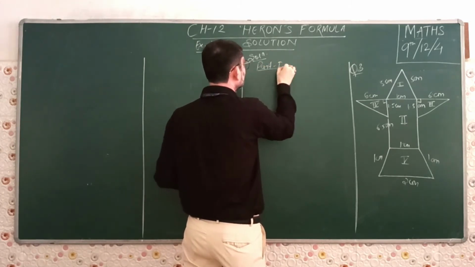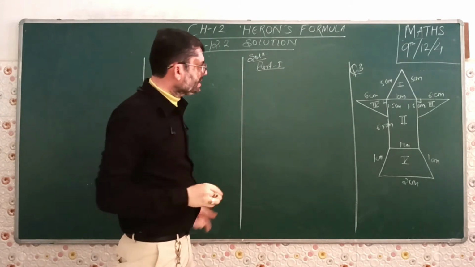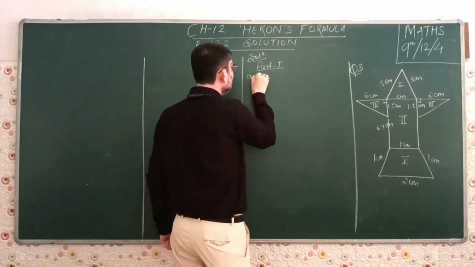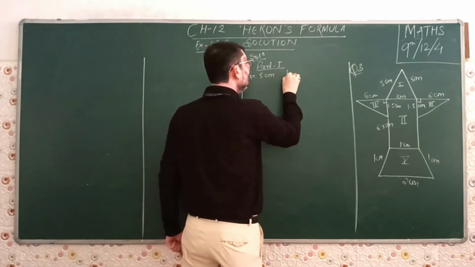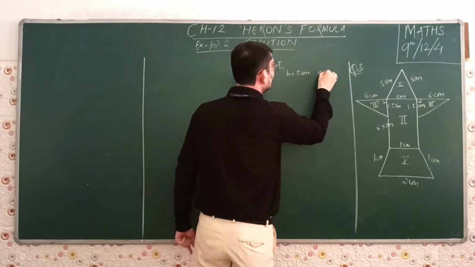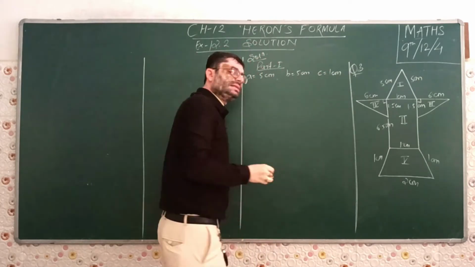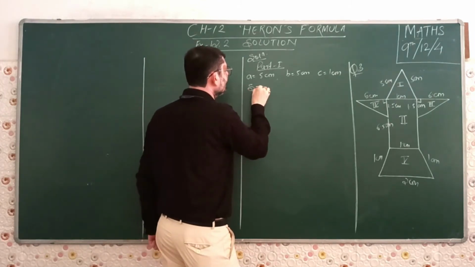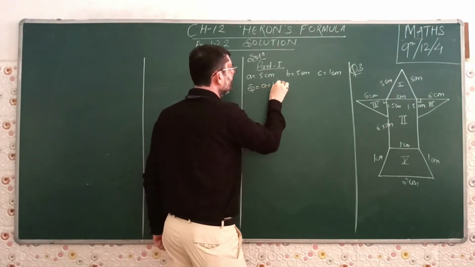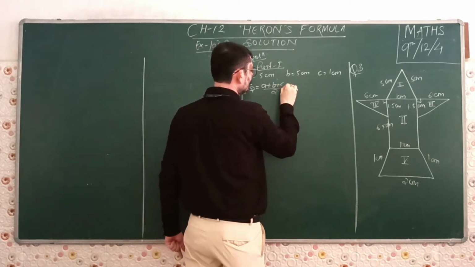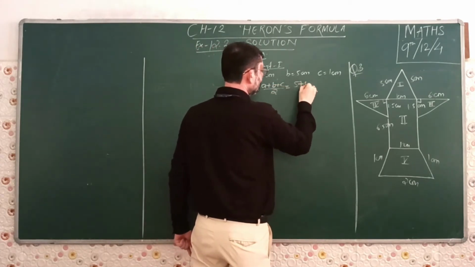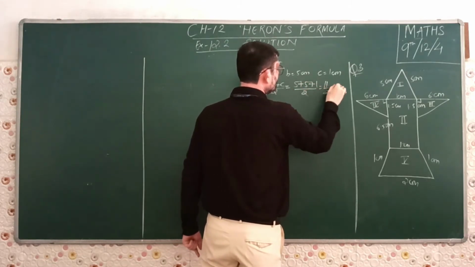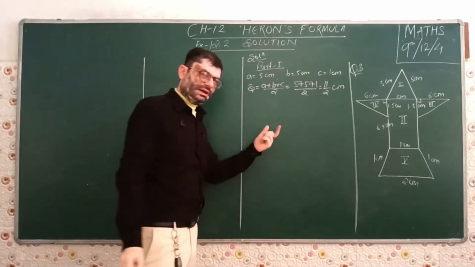So this is our part 1. With the dimensions given to us for application of Heron's formula, let us consider A equals 5 centimeter, B also equals 5 centimeter, and C equals 1 centimeter, the 3 sides of the triangle. The first thing that we need to find is the semi-perimeter, that is given by (A plus B plus C) by 2. So this equals (5 plus 5 plus 1) by 2, and this is 11 by 2 centimeters. So we have got S.